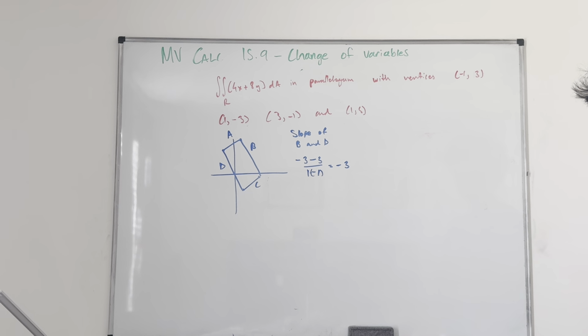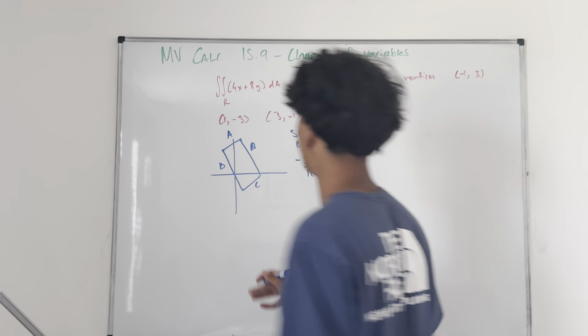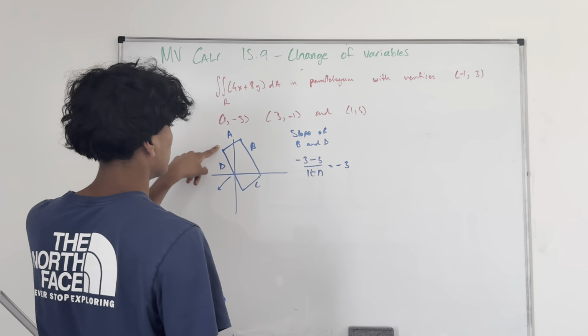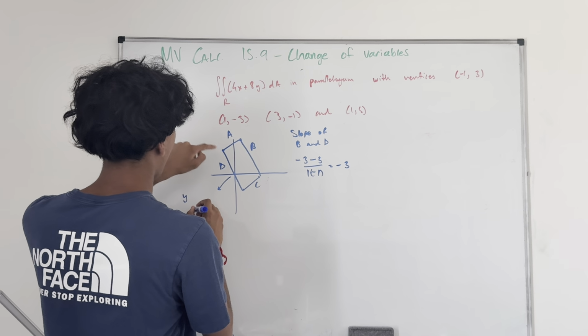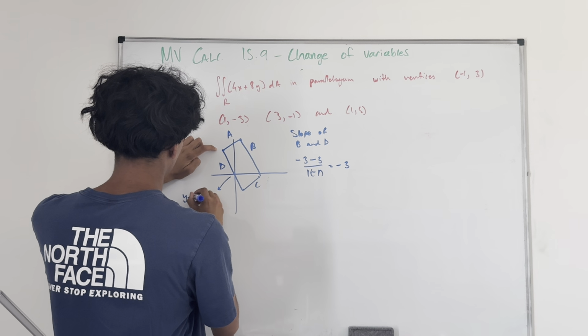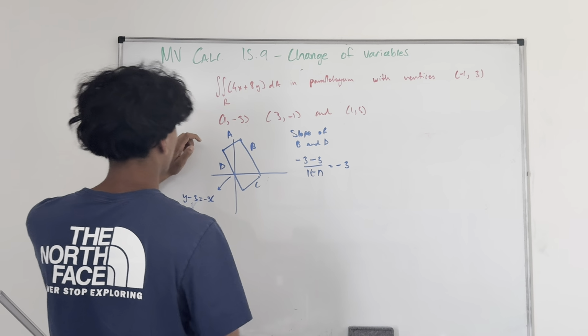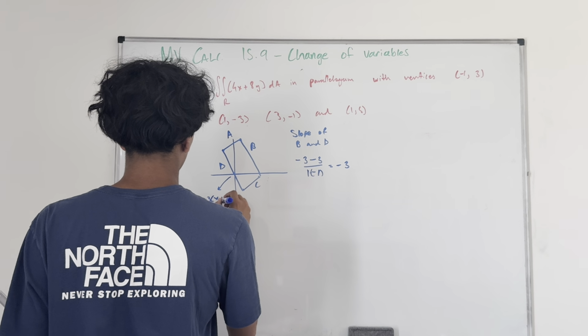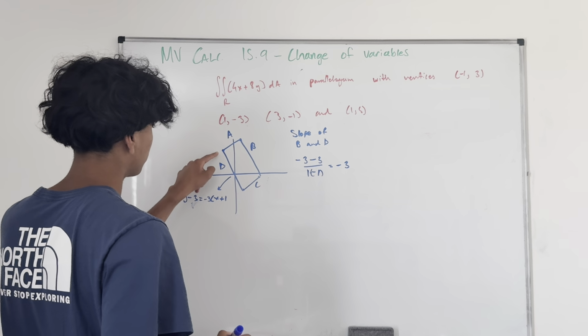Now we can just find equations of lines, right? We just think of a point. If you use point-slope form, y minus 3 equals -3 times x plus 1, right?